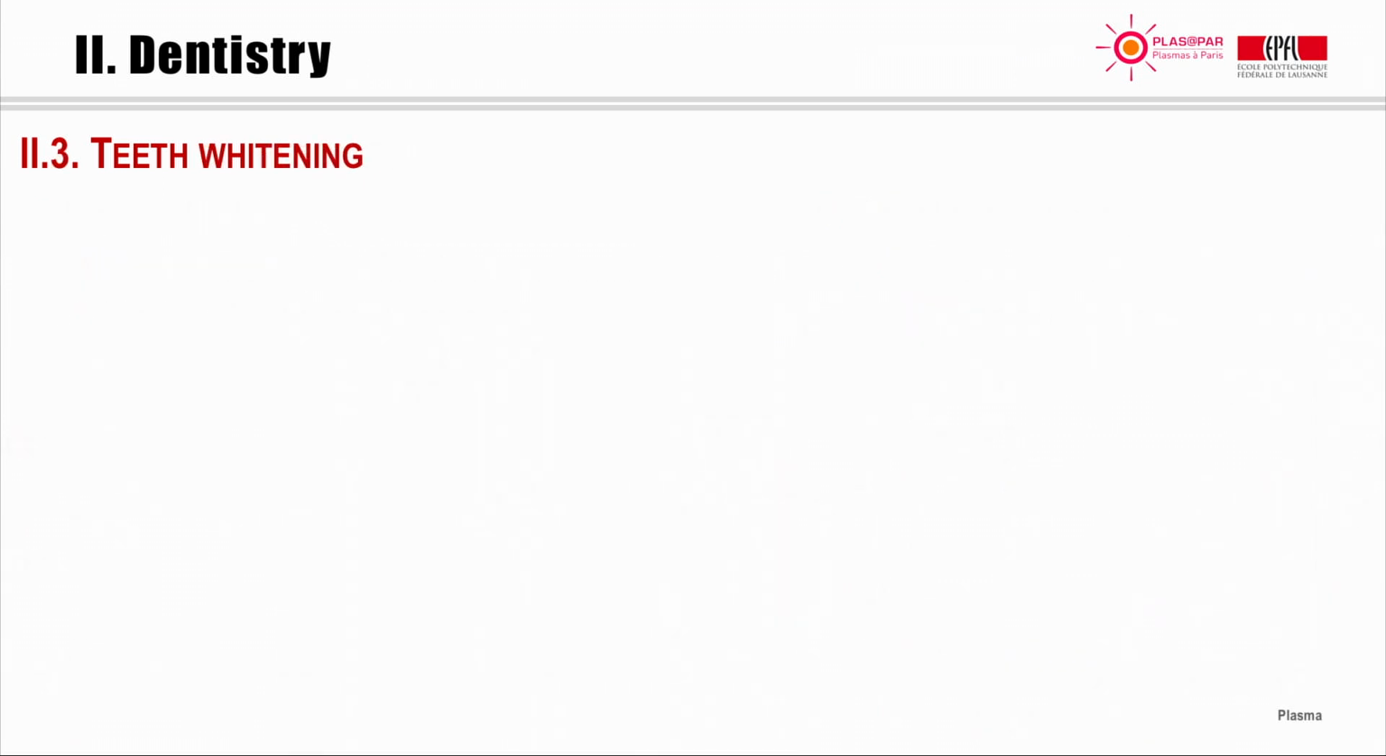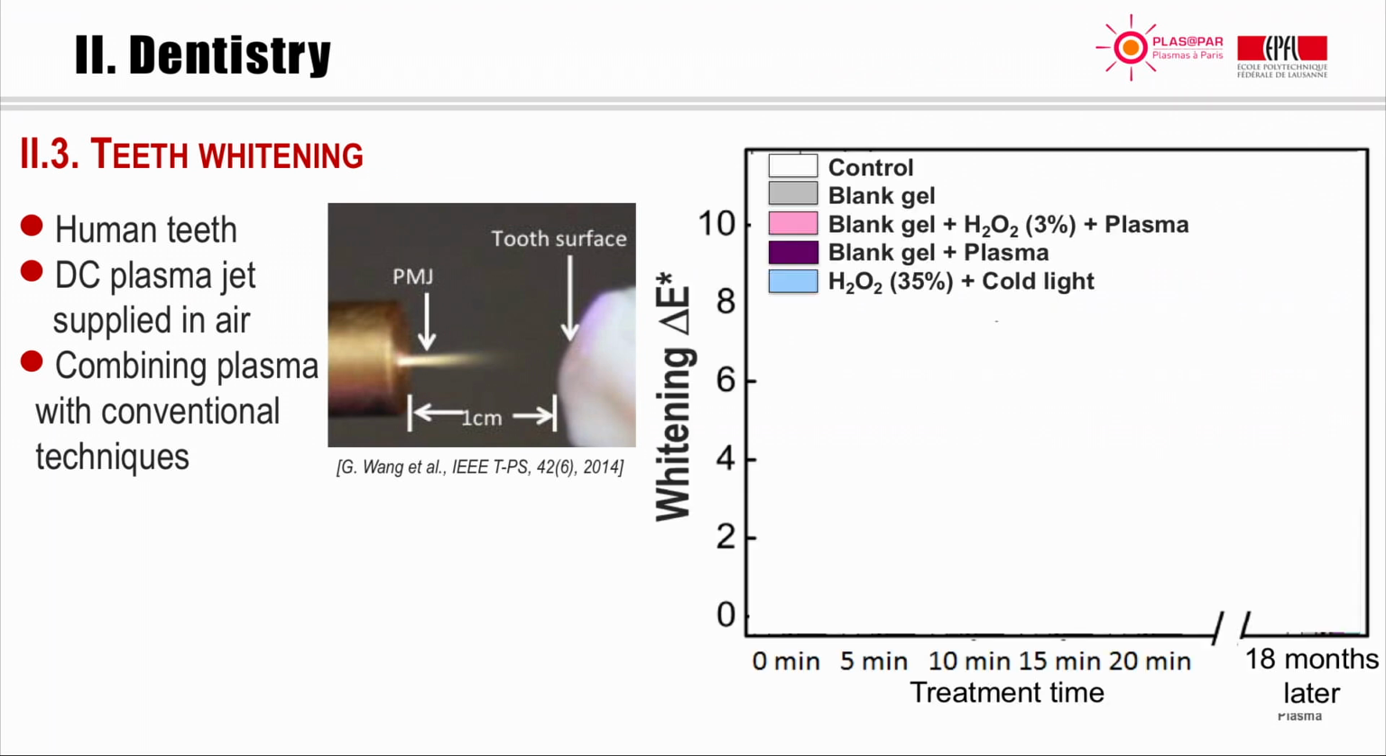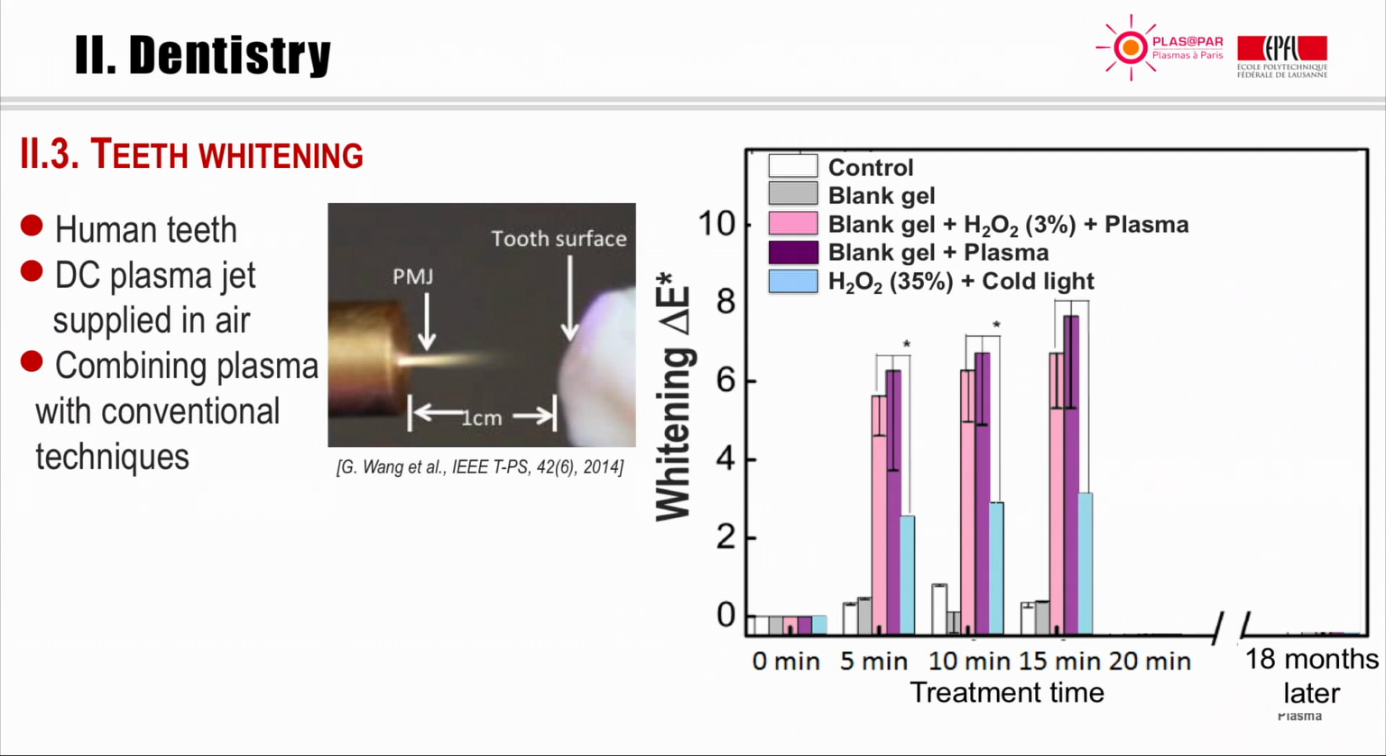Another important application in dentistry is teeth whitening. Here, Guomin Wang and co-workers have treated human teeth using a plasma jet supplied in air. They have compared conventional methods such as blank gel and H2O2 plus cold light with 2 hybrid plasma treatments, blank gel plus H2O2 plus plasma and blank gel plus plasma. The whitening effectiveness has been evaluated using spectrophotometry and the CIE color classification scheme. Whatever the treatment time, the blank gel and plasma combination appears as the most effective treatment for tooth whitening.